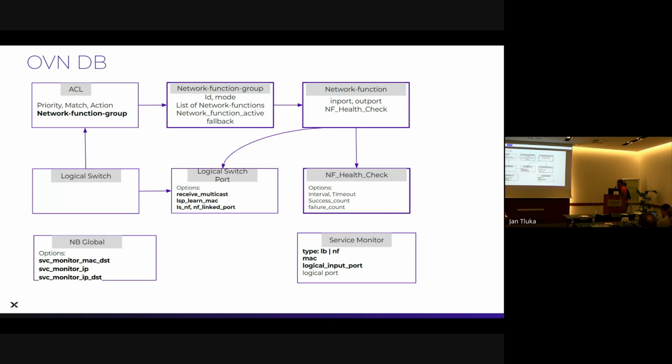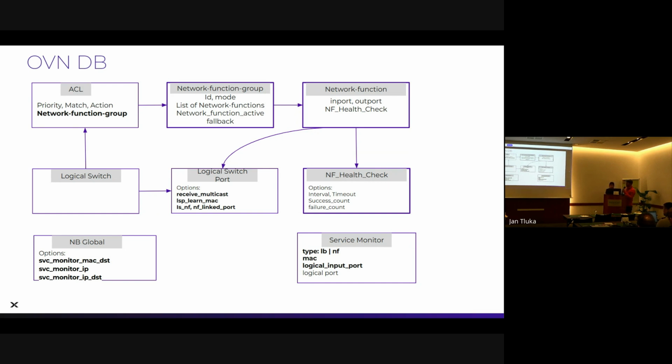And to support health check, we need source IP, source MAC, dest IP, dest MAC, right? So today at NB Global, for load balancer there is already a service MAC, which is common for all the health check packets. Apart from that, we have added dest MAC, source IP and dest IP. As of now it's NB Global level for NF health checks. These IPs and MAC addresses are used for probe packets.